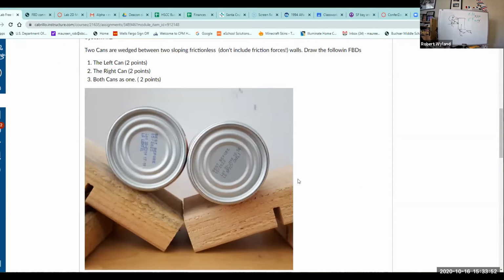And then the next one, what I want is to have a free body diagram of just the left can and a free body diagram of just the right can. And then I want you to put both cans together as one body. So that's the essence of what we did when we looked at the three can diagram: I want you to be able to put those two free body diagrams together, add them up, and make sure that you end up with the free body diagram of what the whole thing ought to look like.